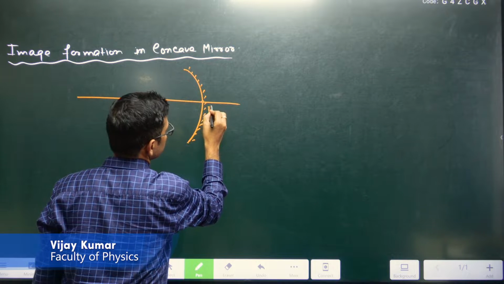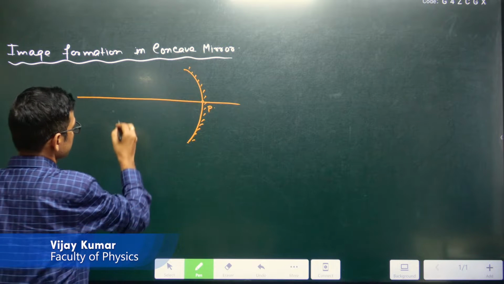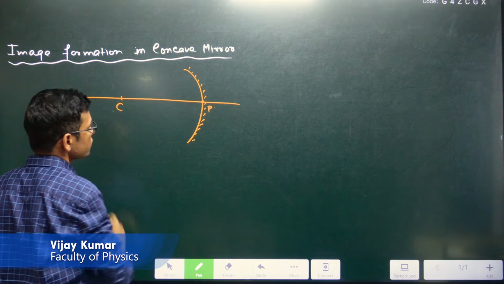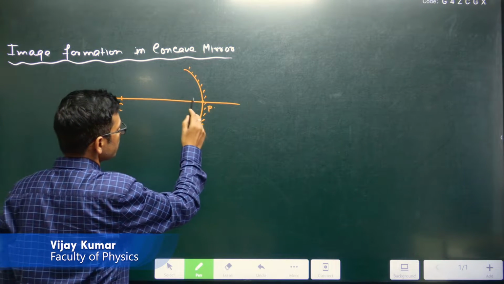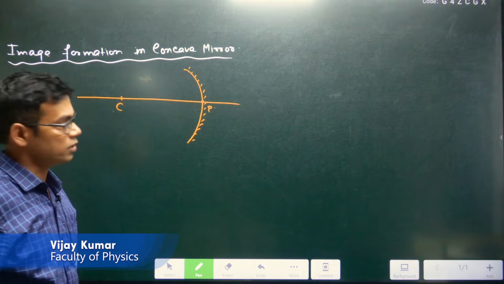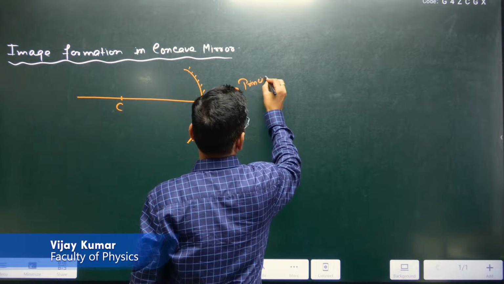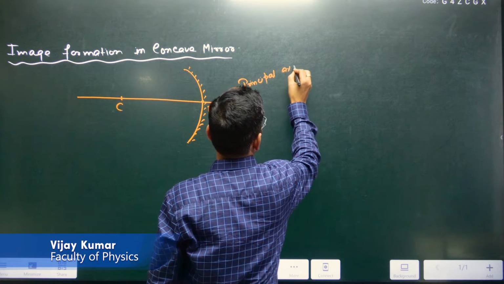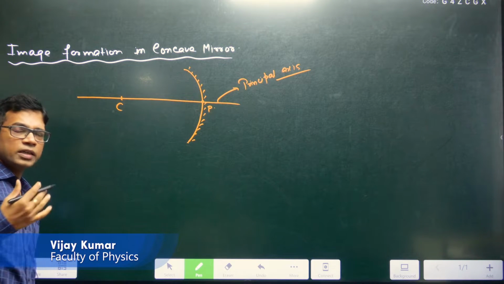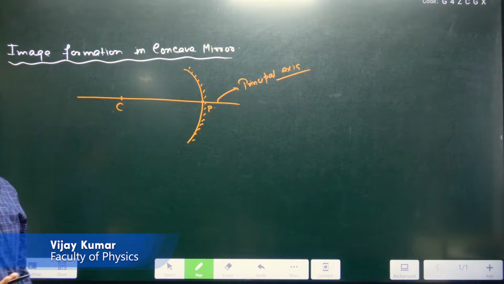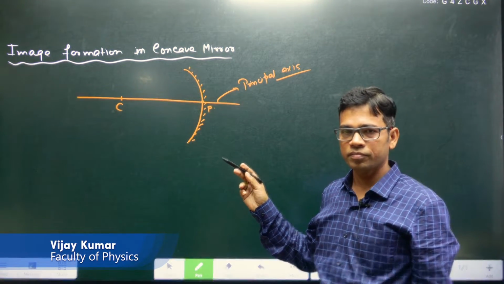Suppose this is the point P. This is the center of the concave mirror, that is called the pole. And C is the center of curvature of the concave mirror. The line joining the center of curvature and pole of the mirror is called the principal axis. We can also define the concave mirror: it is the part of the spherical mirror whose reflecting surface is near the center of curvature.